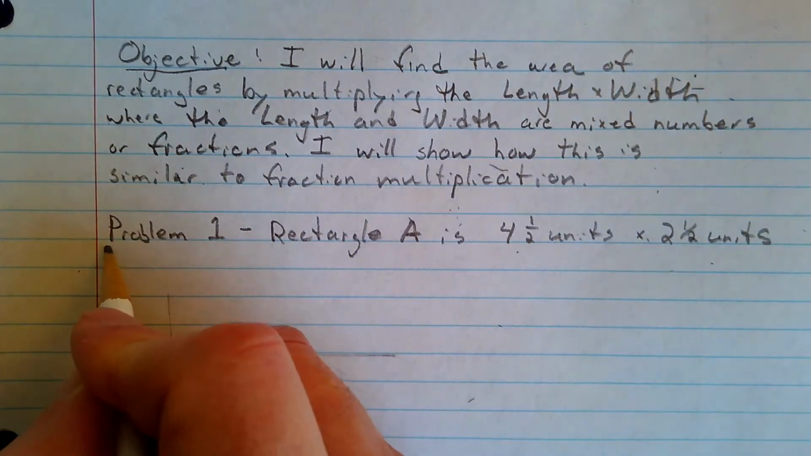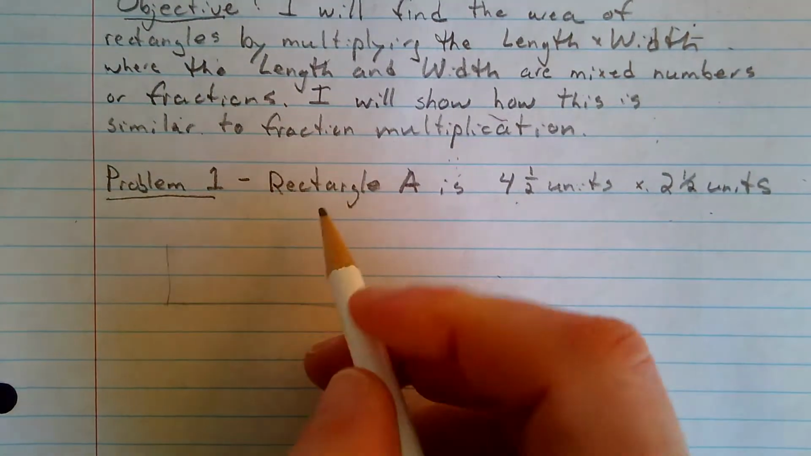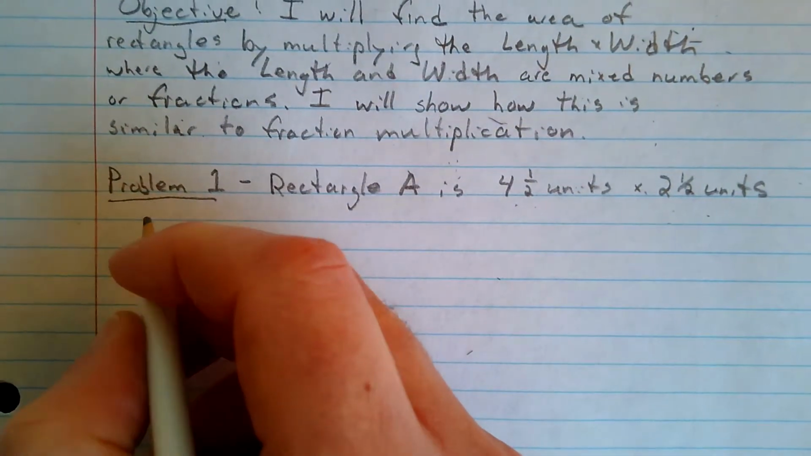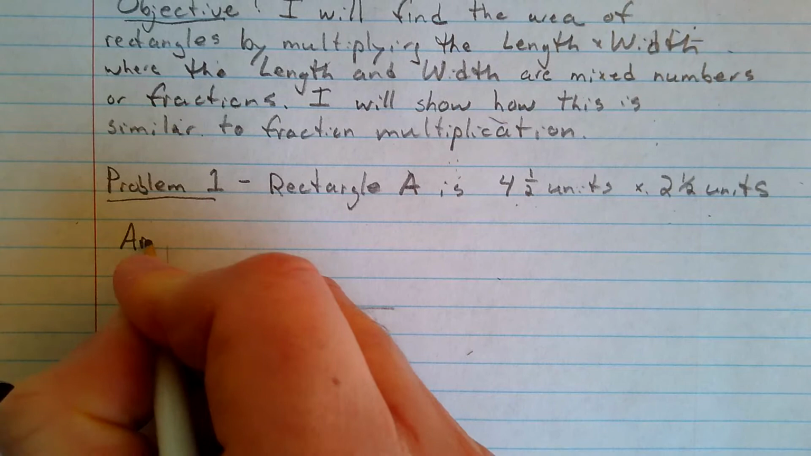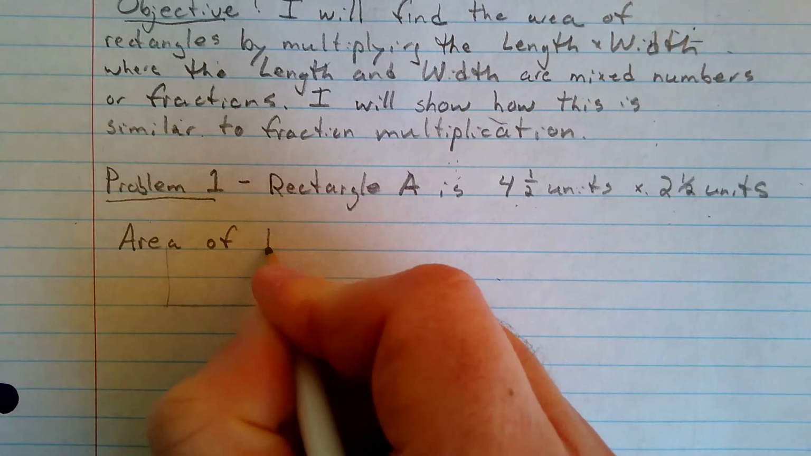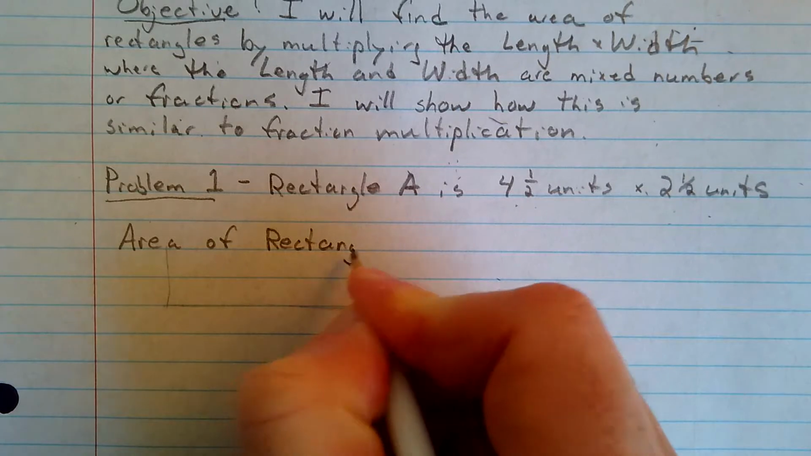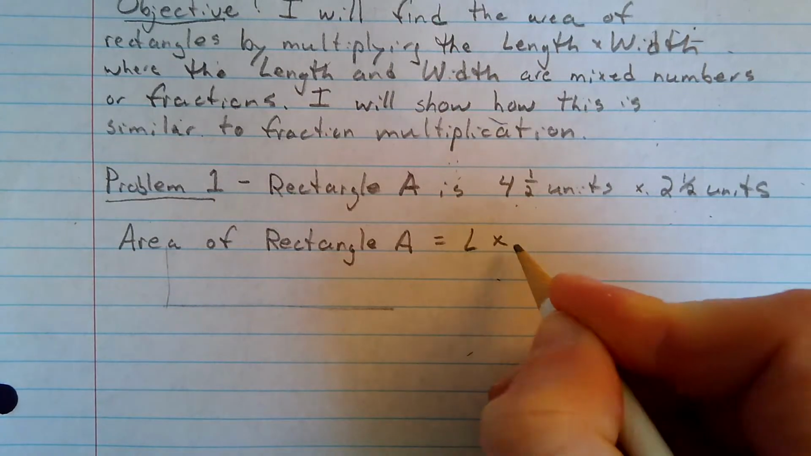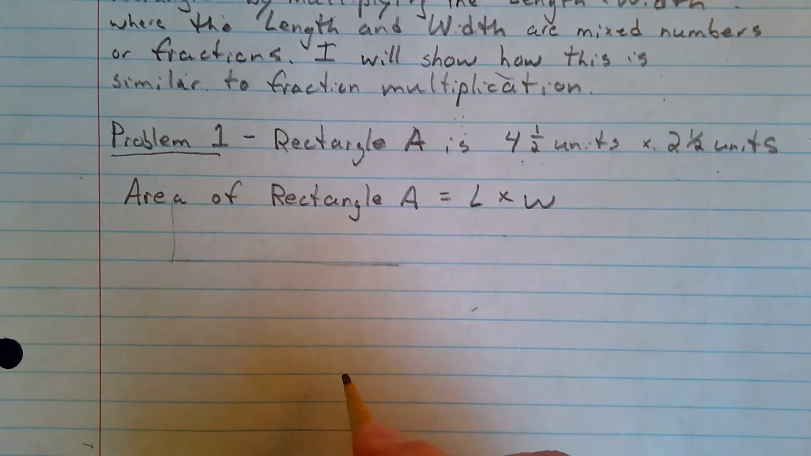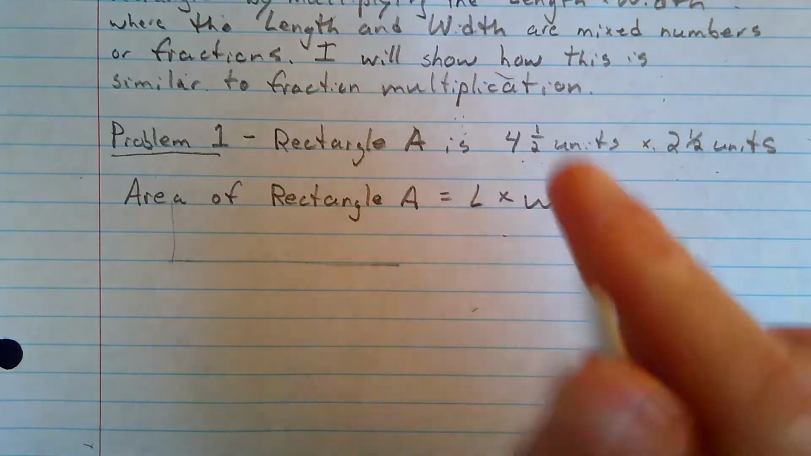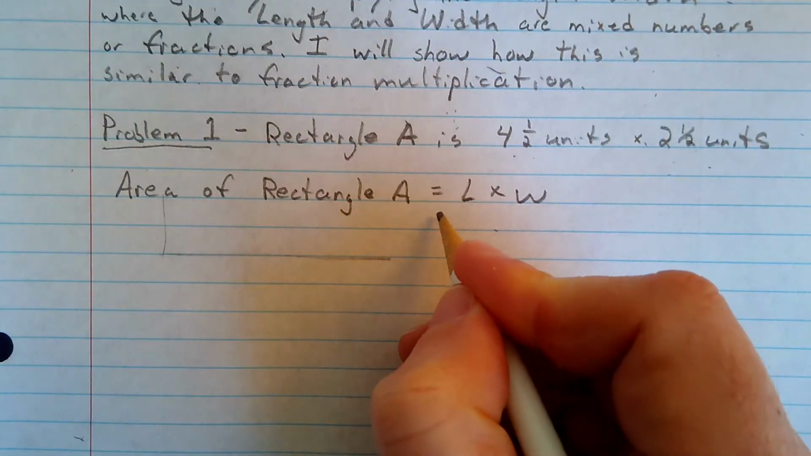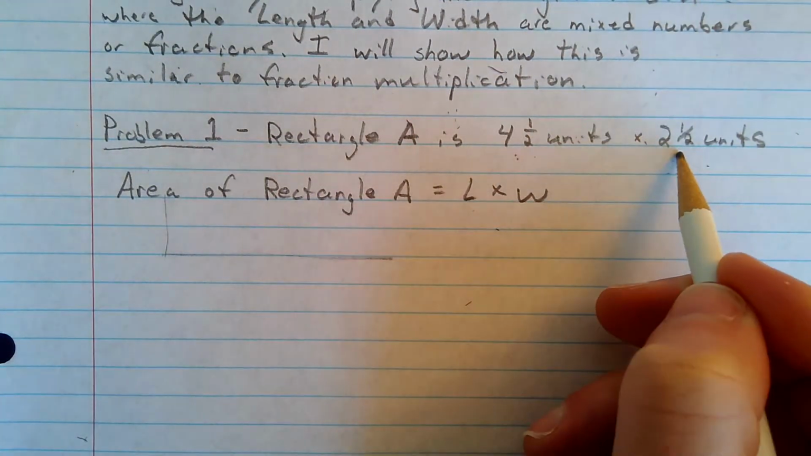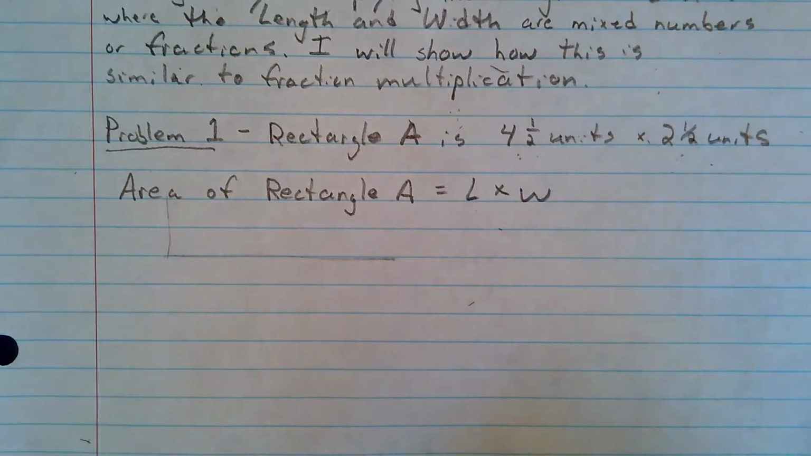All right, so problem 1. Problem 1 is rectangle A. Rectangle A is 4.5 units by 2.5 units. And our job is to find the area of rectangle A. The area of rectangle A is going to be the length times the width, same as usual. I'm going to multiply this by this, I'm going to get an answer, it's going to be in square units. It's the end of the story.